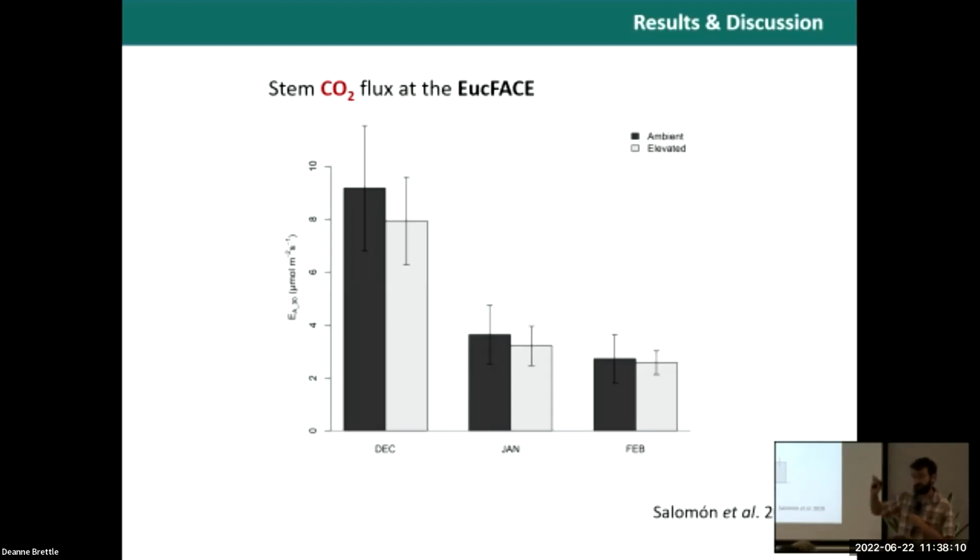then there is not a lot of data to compare that, because studying elevated CO2 in a mature forest, you know, there are few places where you can study that. But there was a paper published by Roberto Salomon a few years ago from the EUC phase, and they show a similar trend. In that case it was not significant, but from the 3 campaigns that they did, the absolute values were always higher under ambient than under elevated. So it looks like a similar trend, despite not being significant.